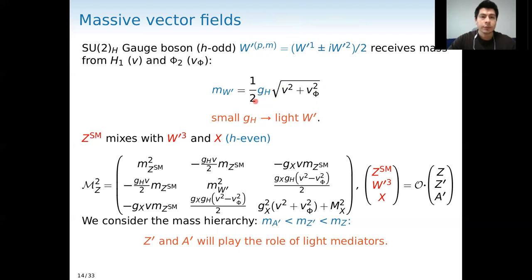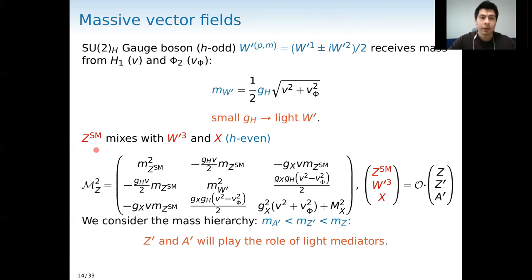In this case, we expect this g_H to be small, mostly because if this number is too large, then we will have large effects on several parts of the standard model. Since we have this g_H in the mixing of the Z with other vector fields, if this parameter happens to be large, we will have several effects, mostly in the decays, for example, of the Z to fermions and other things that we have not observed yet. So we expect this parameter to be very small. If it is small, then this W prime is going to be very light. Since this is a parity-odd gauge boson, this can be a dark matter candidate.